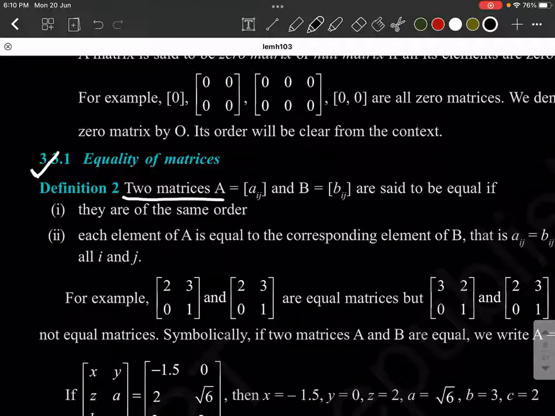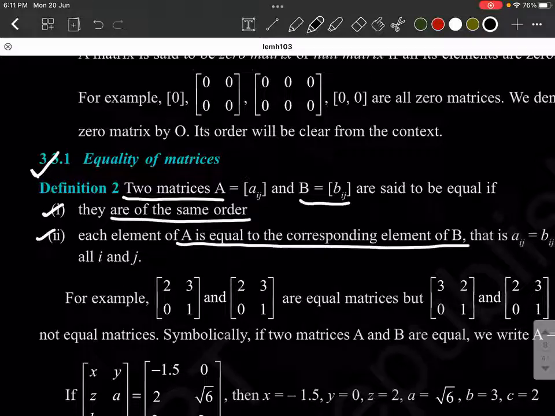Two matrices, A equal to [aij] and B equal to [bij], are said to be equal if they are of the same order. Similarly, each element of A is equal to the corresponding element of B, then aij will be equal to bij for all i and j. So whenever you want to define the equality of two matrices, the first thing is that the order of the matrices is supposed to be the same.